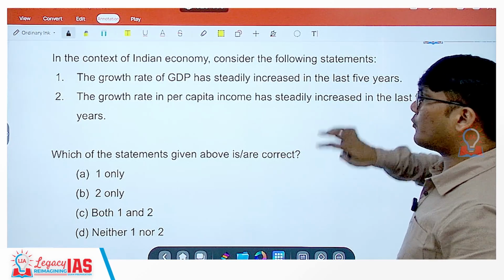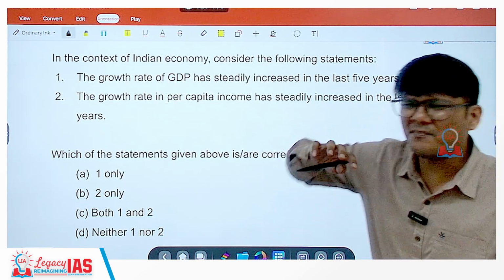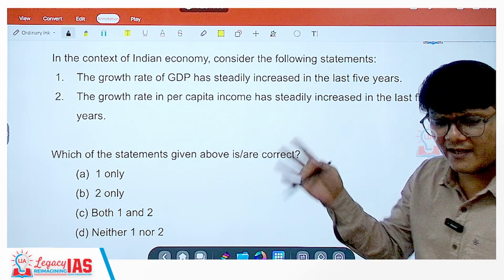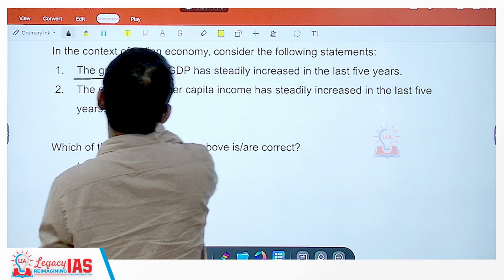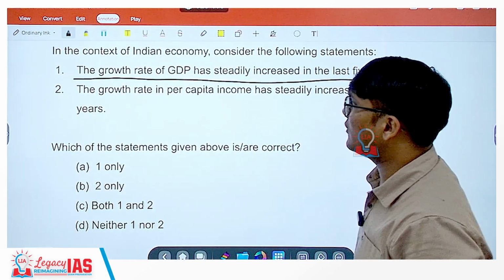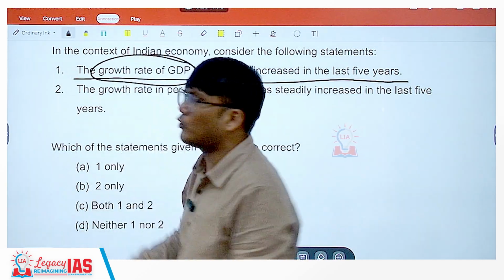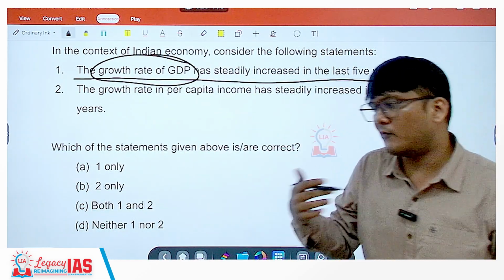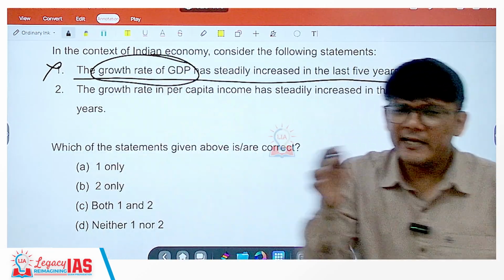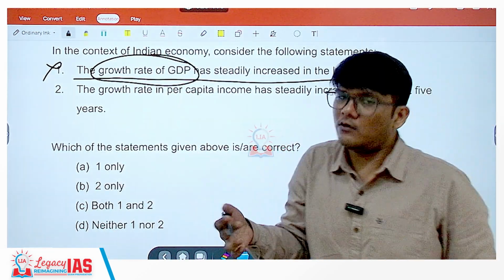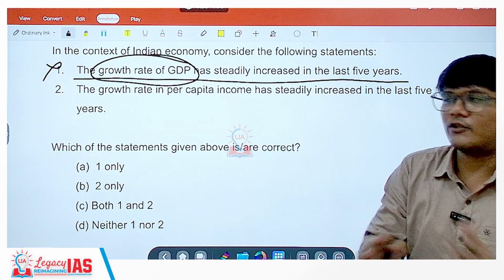Let's move on to the next question in the context of economy. Now a similar kind of question. In the context of the Indian economy, consider the following statements. The growth rate of GDP has steadily increased in the last 5 years. Growth rate, again talking about the growth rate. No. Growth rate consecutively for 5 years, it has not, because it's the growth rate. If they would have asked whether the GDP has grown, possibly yes, but the growth rate, no.